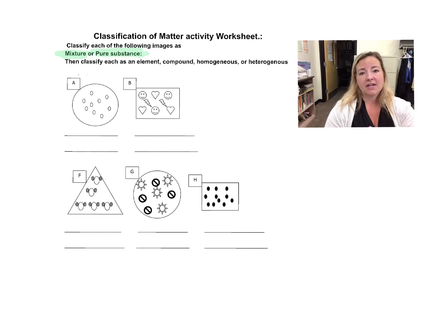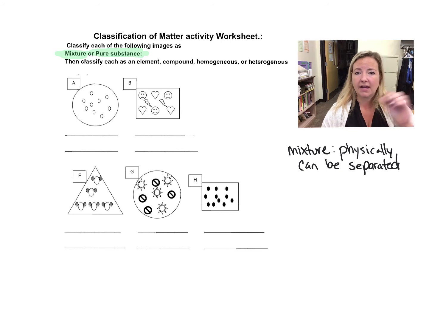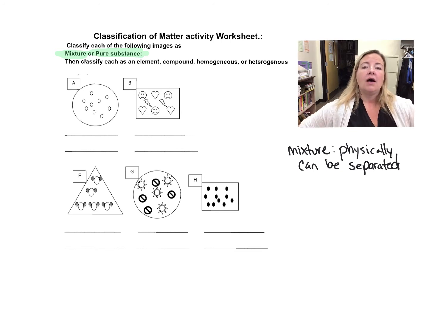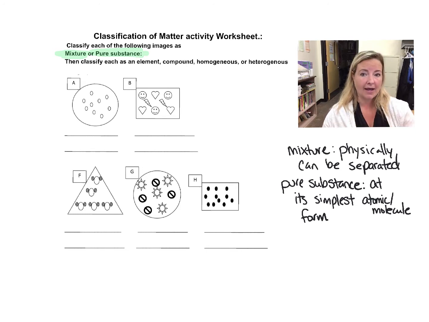When we classify something as a mixture, that means that we can physically separate it, perhaps by evaporation or maybe by distillation or a filter or even something as simple as picking it out with a tweezer. When we have a pure substance, that means that the material is already in its simplest atomic form, and in order to separate anything, we'd have to actually break apart atoms.